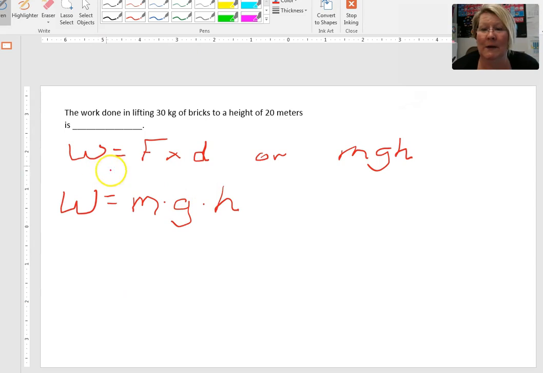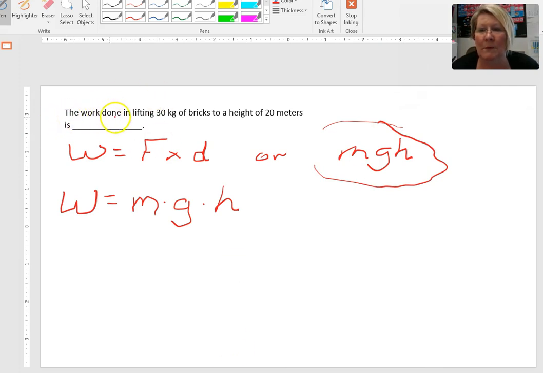Two ways we can calculate work: simply the force applied to the object multiplied by the distance through which the object moves. This is how you calculate work along the Earth's surface. If, on the other hand, you are calculating work that requires work against the force of gravity, for instance, lifting something up in the air, we're going to modify that equation to equal mass times gravity times height.